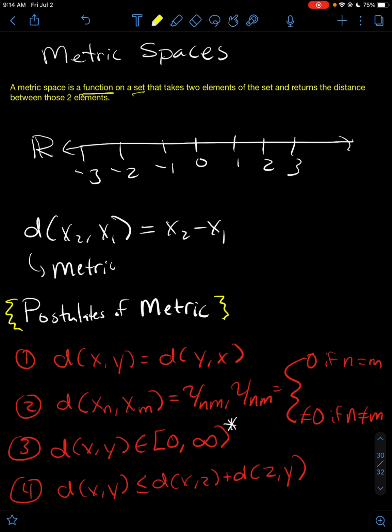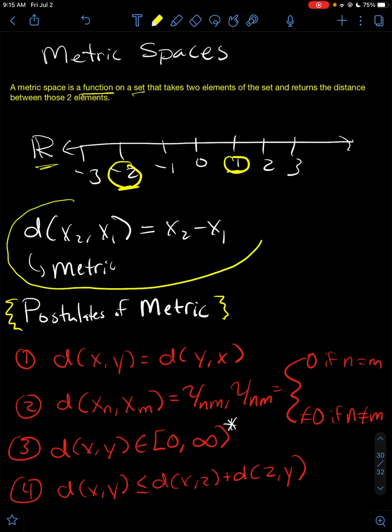Here is an example. I have R, the real number line, and these are the elements of the set. R is just a set of all real numbers, and they're all ordered in this line shown here. Now, a metric space is a function on a set, right? And it takes two elements of the set and returns the distance between those two elements. So I can take two elements of the set, like -2 and 1, in the metric. I'll take these two elements and give out the distances between these two points, x equals -2 and x equals 1.